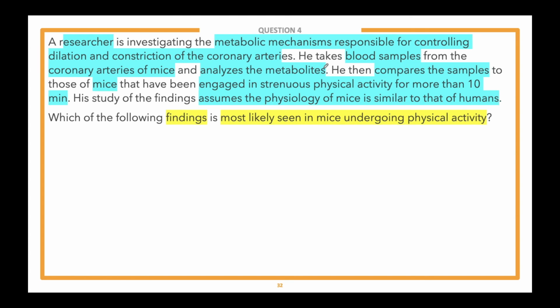Okay. So then they're asking us what finding we would most likely see in mice undergoing physical activity in this study. So that's obviously the important clue there. So one, I think we've got to figure out exactly what those metabolites are that would be active in physical activity, and two, what that could possibly lead to finding-wise. So there's a chance this is a two-step question. So let's take a look at the answer choices and see what we're working with.